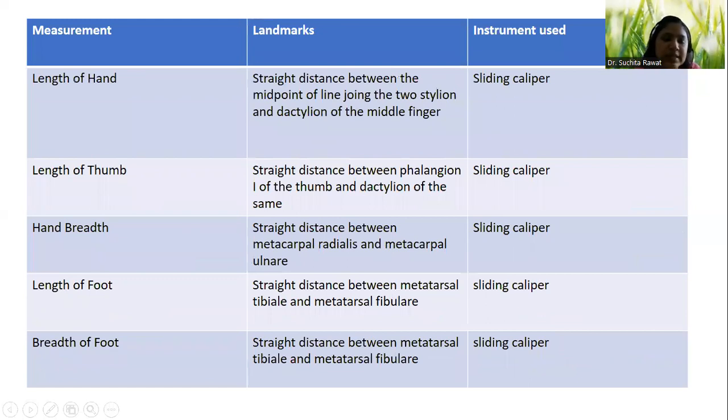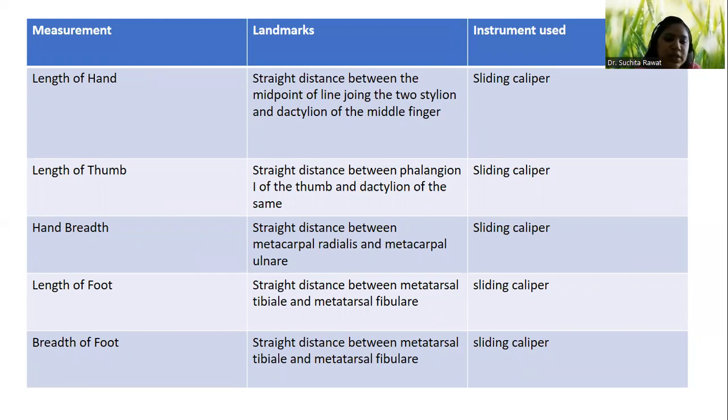Now, we will be discussing some of the somatometric measurements that are taken from the hand and the feet. From the hand, we consider length of the hand, which is the straight distance between the midpoint of the line joining the two stylion and the dactylion of the middle finger. This measurement is usually taken with a sliding caliper. Length of the thumb is the straight distance between phalangion 1 of the thumb and dactylion on the same, and this again is measured using a sliding caliper.